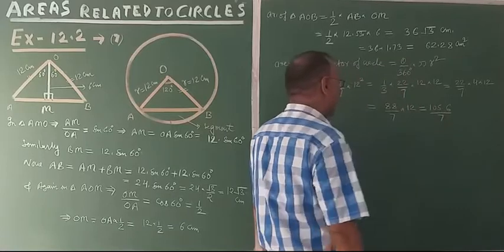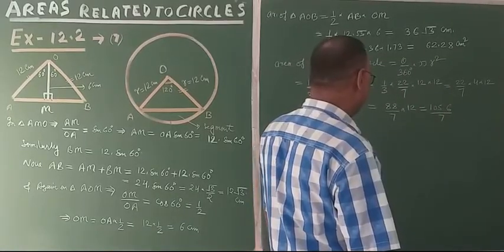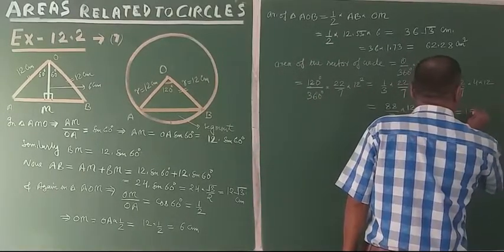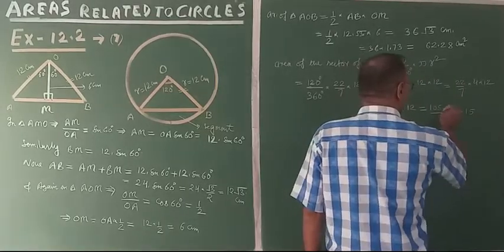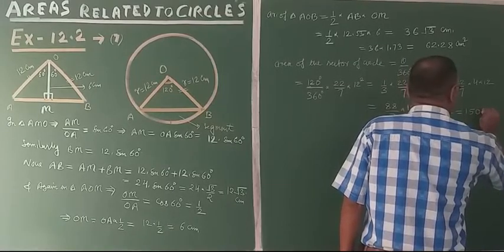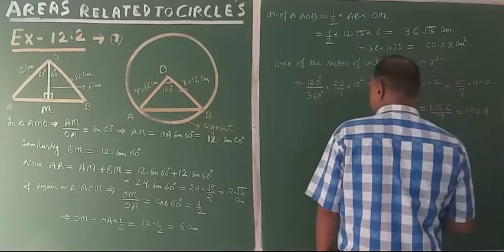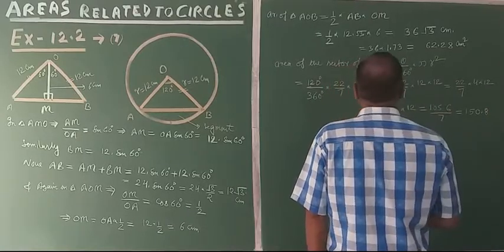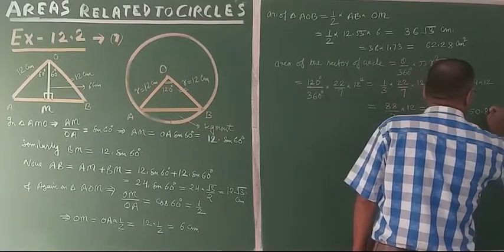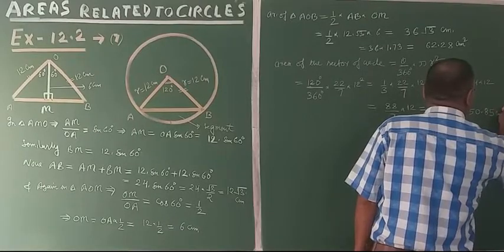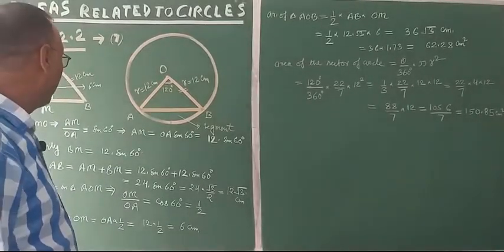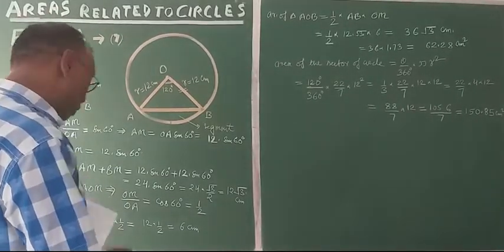Is it okay? 12 8 is 96. Now divide it. 15, 7 is 105, this 6 is 0. 7 8 is 56. And 4075, this centimeter square. What it will be? 150.85 centimeter square.